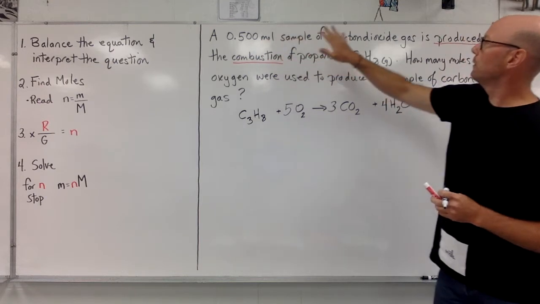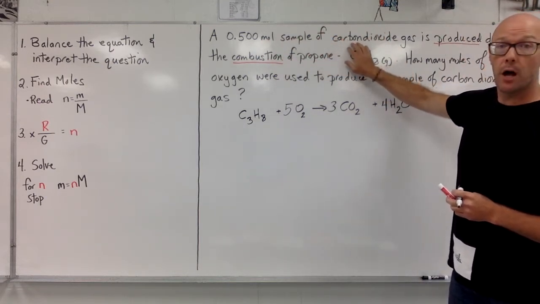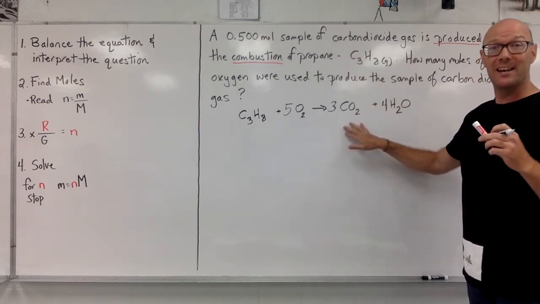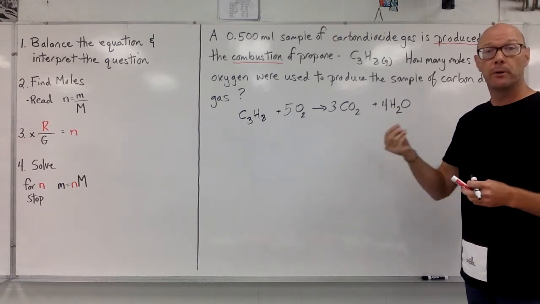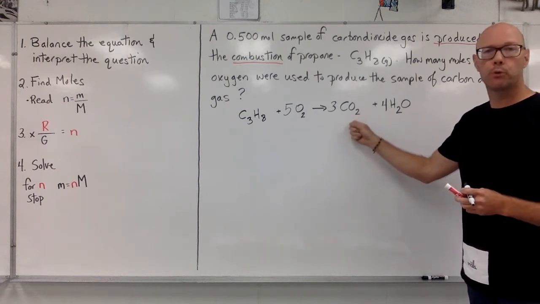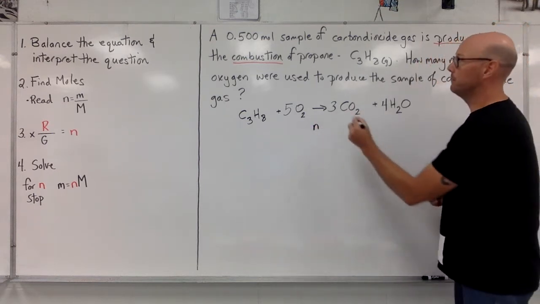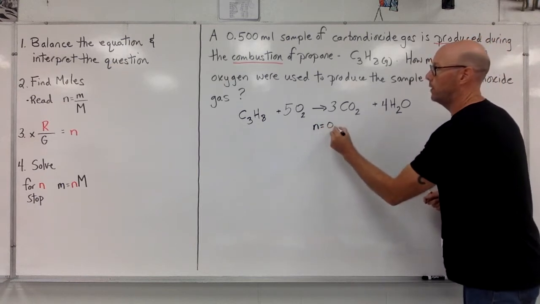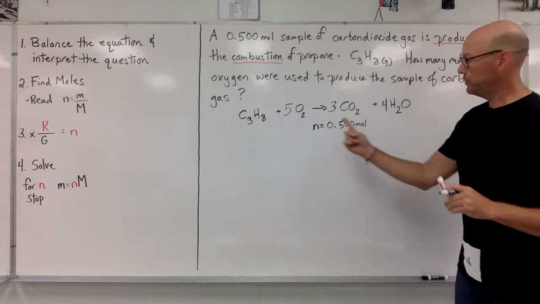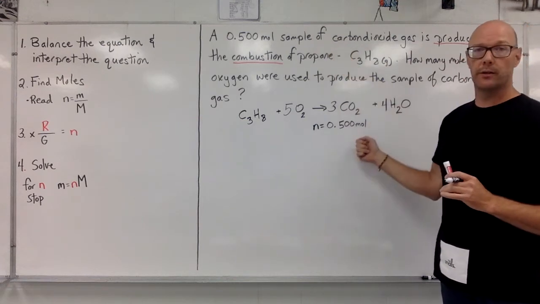0.500 mole sample of carbon dioxide. This number is about the carbon dioxide, so I'm going to write it underneath the carbon dioxide. I'm going to put the number itself, the units, but also the label for that value underneath the appropriate chemical. It says moles, so I'm putting n, it's 0.500 moles. I put the n because it's the moles. I put it under the carbon dioxide because it goes with it.